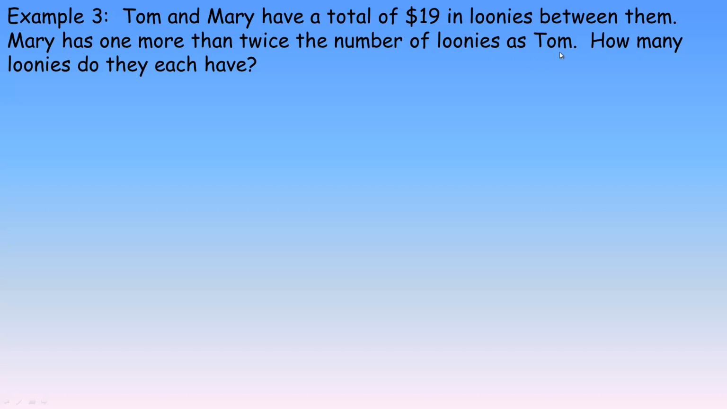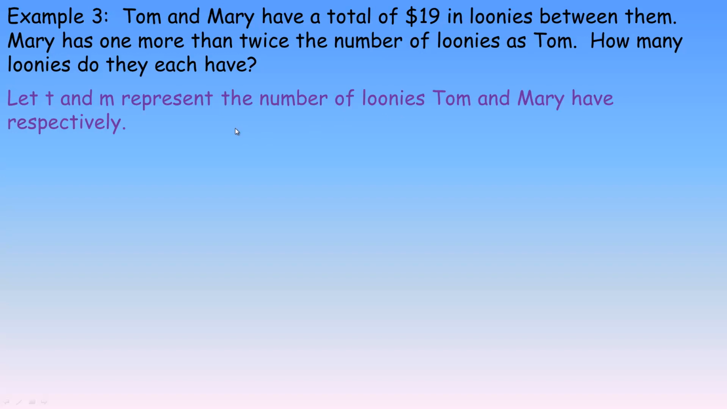Now you might be able to figure this out just by trial and error or inspection. They got 19, so maybe it's 2 and 17 or 5 and 14 or something like that. But I want to show how to do this by using a system of equations and using the substitution method. So to make those equations, you should create a let statement which describes your variables. So I'm going to let T and M represent the number of loonies Tom and Mary have. And again, the word respectively means that my first variable belongs to the first person. So T is Tom and M would be Mary.